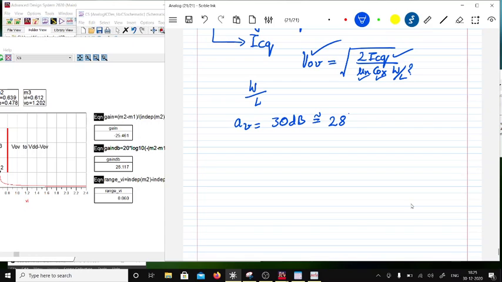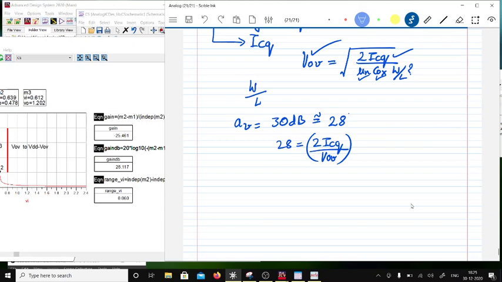So once you have the gain in pure numbers, you will say that the gain is gm times ro. So gm is twice of ICQ divided by V overdrive. So this is gm. ro is going to be rds2 in parallel with rds3. So let's say the two gds are the same. Okay, so it will be rds2 in parallel with rds3, that will be rds by 2. So from here you got the gain, ICQ, overdrive, so the only unknown value is rds.